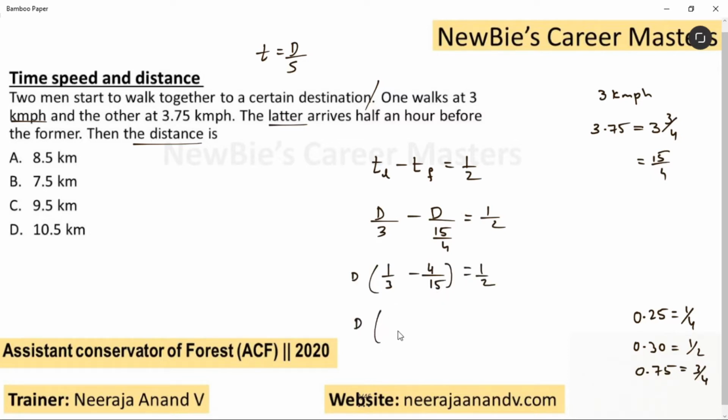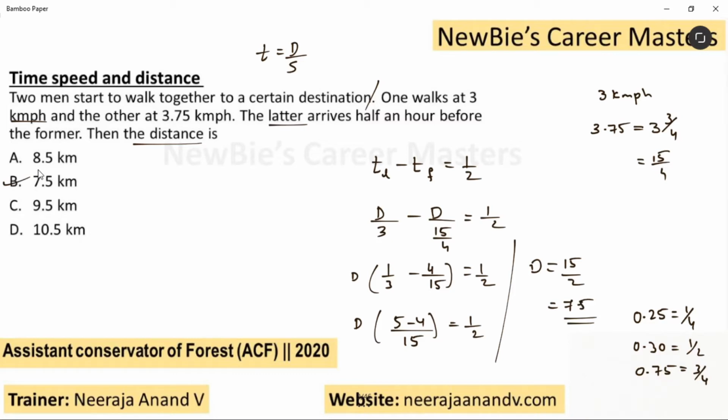LCM is 15 to this. So let's take 15. We get numerator 5 minus 4 divided by 15 is equal to 1/2. Okay. Then what is the d value? We get d value as 15/2, which is 7.5 kilometers. Very simple. See, this is the answer. It's all about calculation, okay? Concentrate on the calculation, you will get the answer soon.